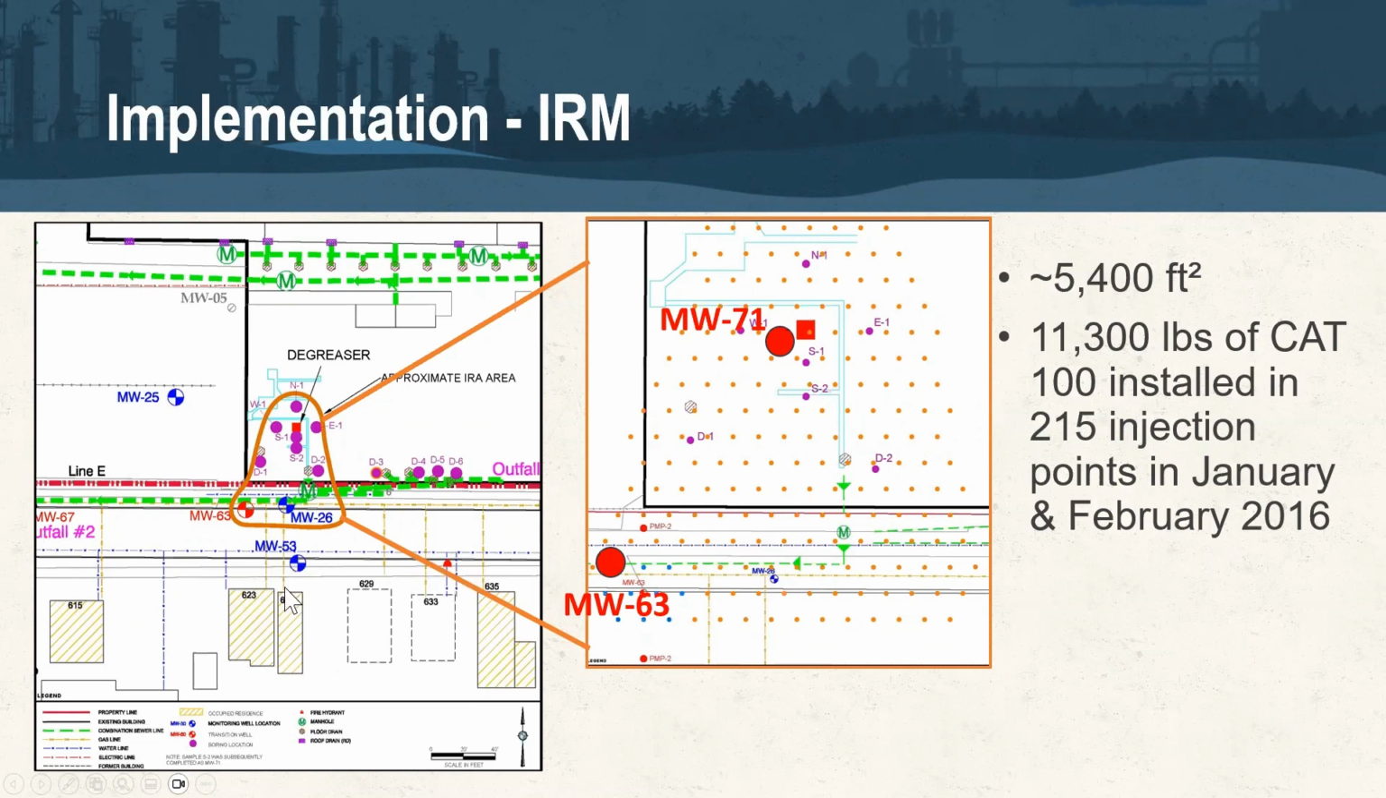Again, if you're interested in some more information on this site outside of what I'm presenting, reach out to me and I can get that to you. So we had about a 5,400 square foot treatment area, about 11,000 pounds of CAT 100 and 215 injection points. And it sounds like a lot of injection points. I know it is, but this is relatively shallow groundwater.